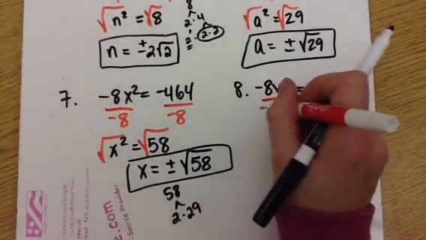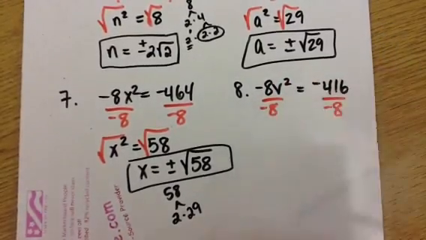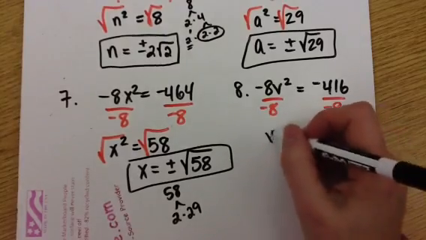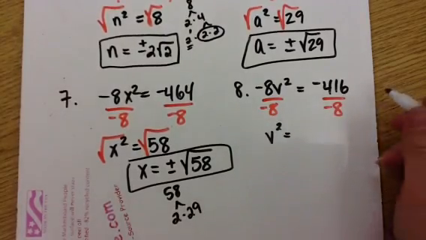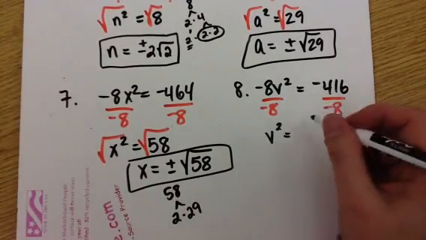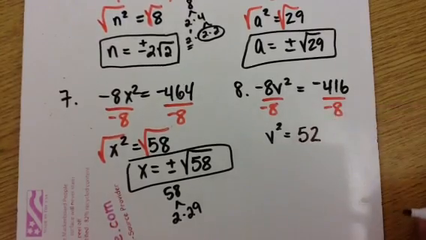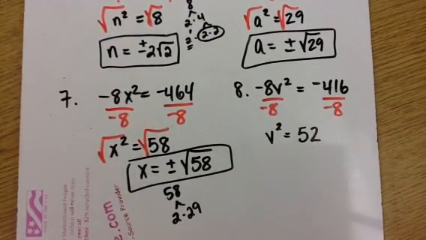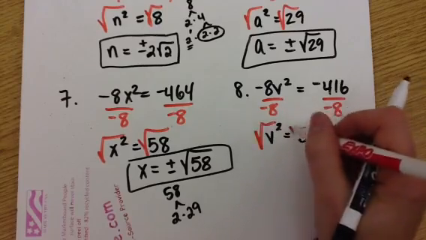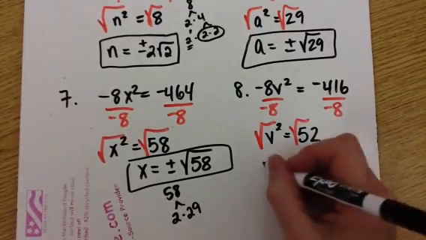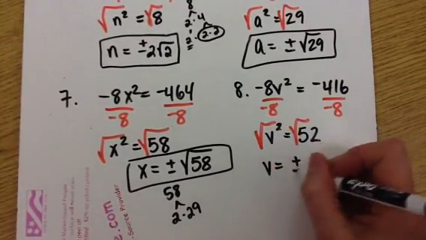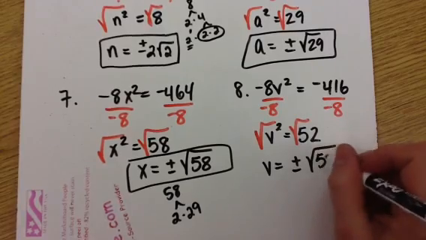We'll divide both sides by negative 8. So we get v squared equals 416 divided by 8. 8 goes into 41 5 times, and then 2. So v squared would be 52. Take the square root of both sides, and we get v equals, we have to remember our plus or minus, square root of 52.